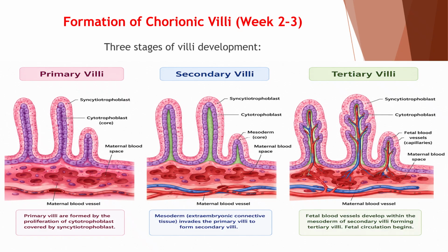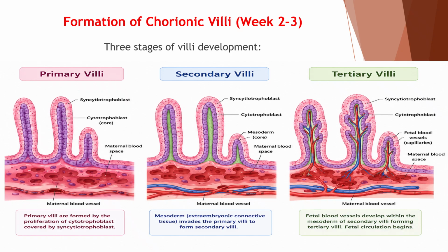There are 3 stages of villi development. The first stage is called primary villi. Primary villi are formed when the cytotrophoblast grows into the syncytiotrophoblast. At this stage, the villi are made only of trophoblast cells. The second stage is called secondary villi.